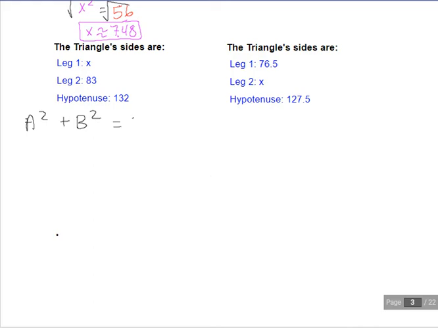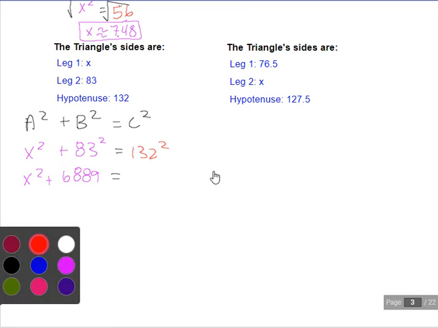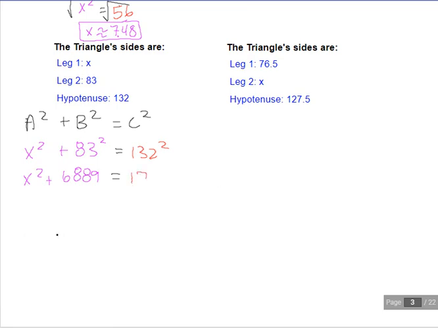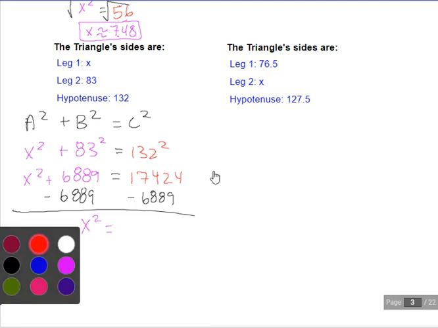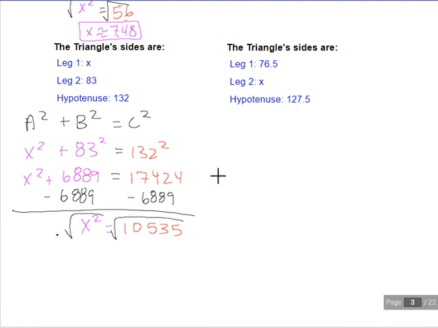So leg 1, x squared. Leg 2, 83. Should be the same as our hypotenuse, so 132 squared. Okay, so x squared, these are going to be some large numbers. 83 squared, 6889 is equal to 132 squared, so 17424. All right, so getting x by itself. So we take 17,424, subtract 6,889, and we end up with 10,535. So to kill the square, we'll of course apply the square root. And we can approximate our x value to be 102.640.